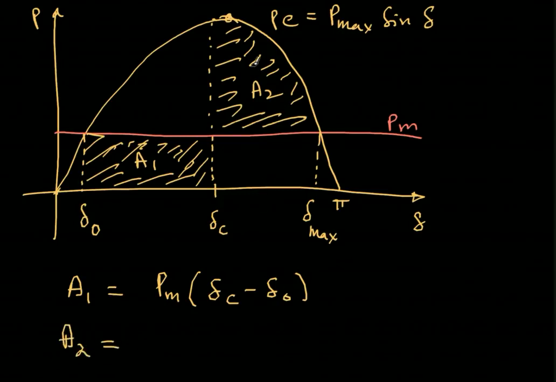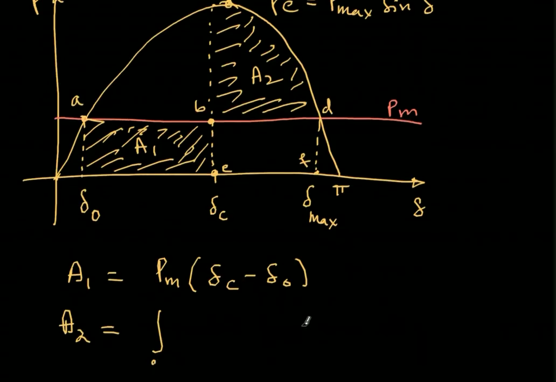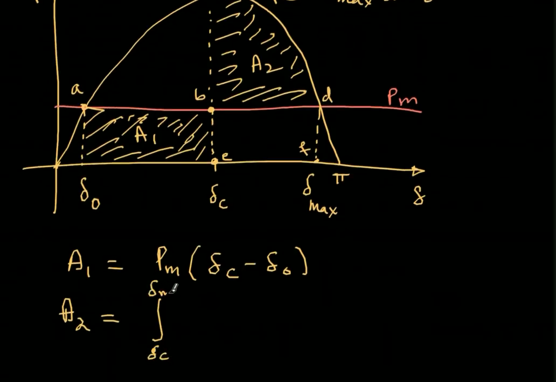What is area A2? If I give some markings, let's call this A, B, C, D, and let's call this E and F. The total area E, C, D, F will be the integration of this PE minus this PM. So if I integrate from delta C to delta max, PE minus PM, with respect to d delta, that will be the area A2.